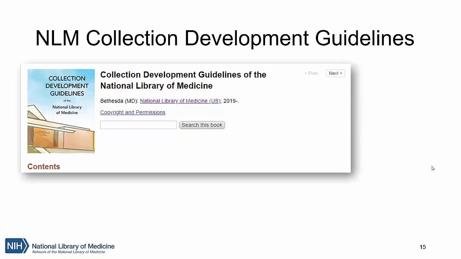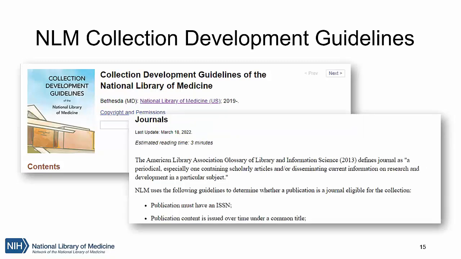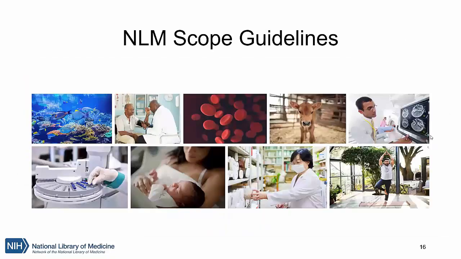The guidelines include a journal selection policy that applies to Medline, PMC on the journal level, and Bookshelf. NLM uses these criteria to select the journals we acquire, preserve, and make accessible to NLM users. First, the collection development guidelines include guidance for the specific types of science that fall within the collection scope, including what NLM considers biomedicine, healthcare, and many areas of the life sciences.